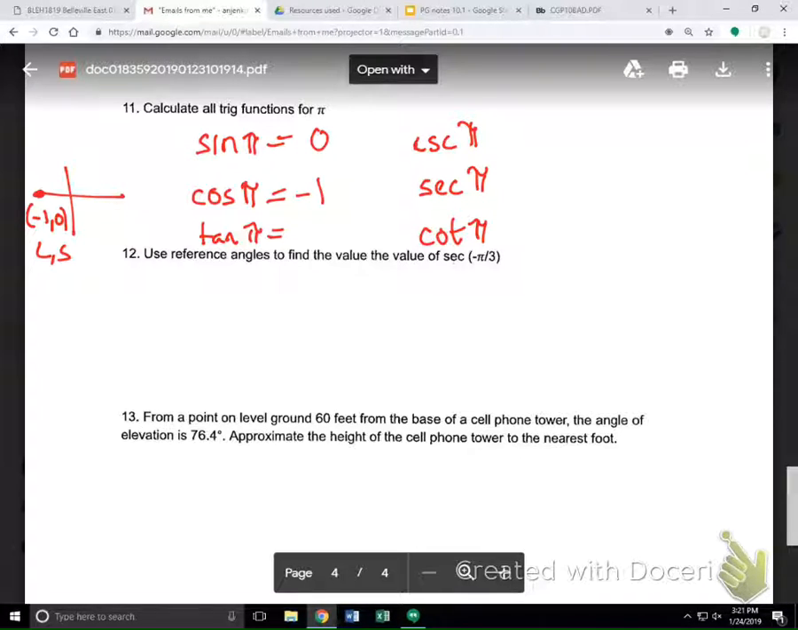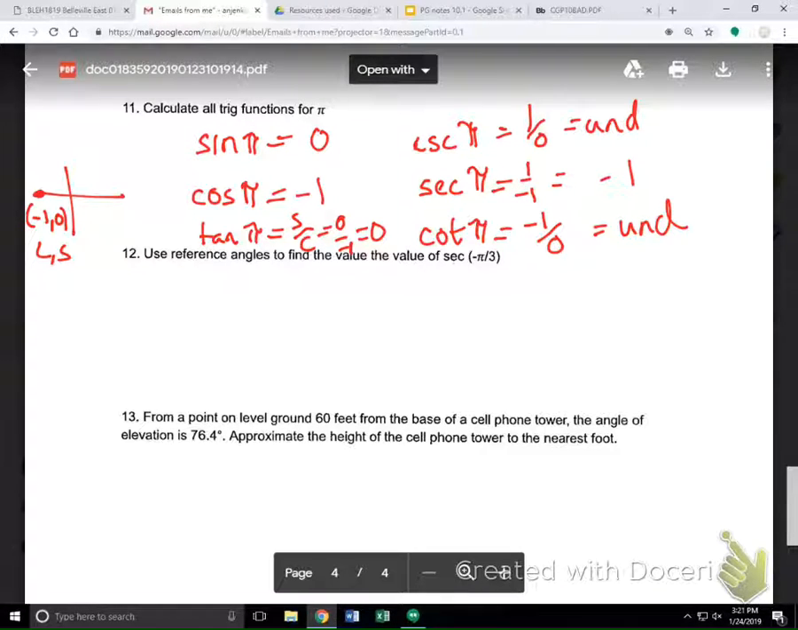Undefined. So this one is sine over cosine, so it's going to be 0 over -1, so it's going to be 0. Over here, we end up with 1 over 0, which is undefined. We have 1 over -1, which is going to be -1. And then here we end up with 1 over 0, which is going to be undefined.